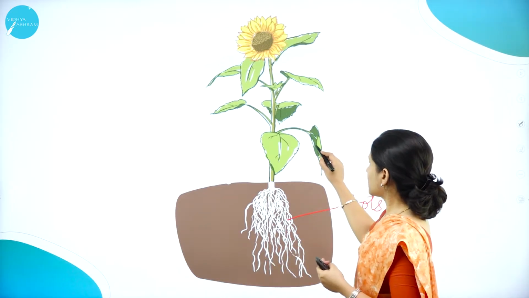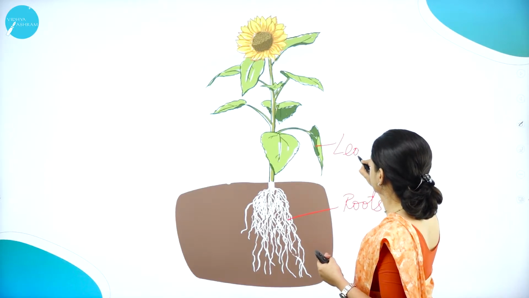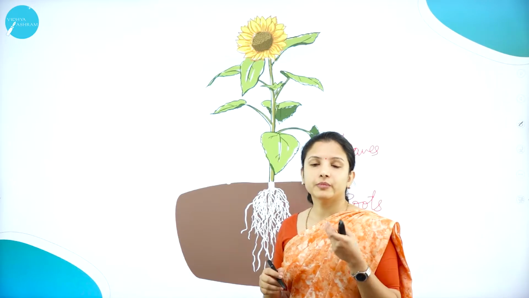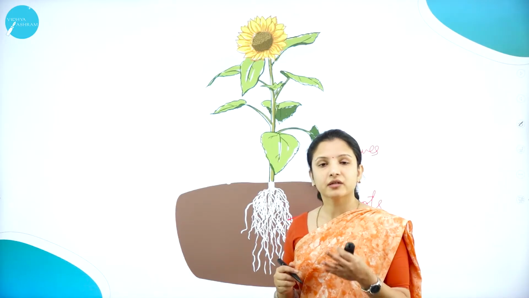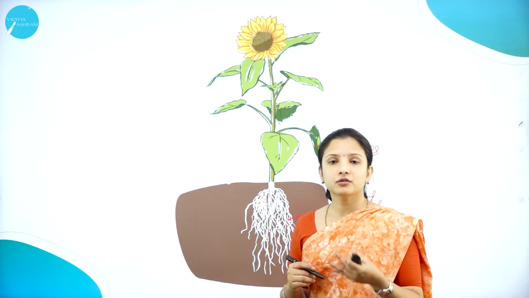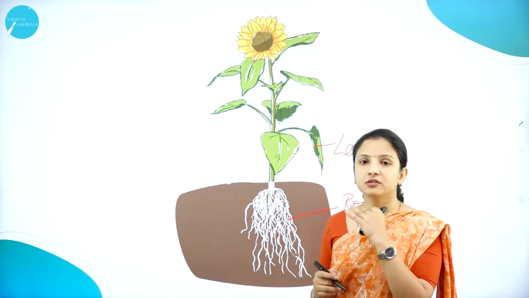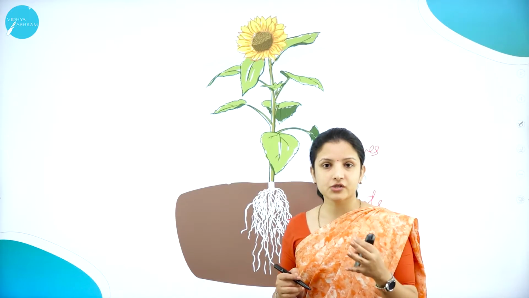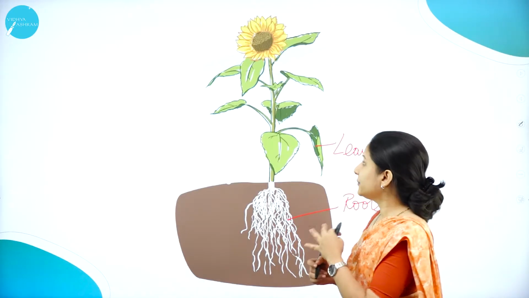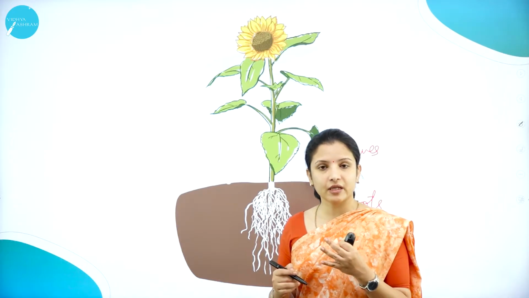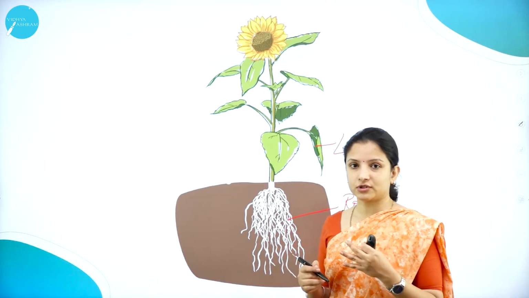Next important structure is the leaves. So leaves, they contain the chlorophyll because they have the chlorophyll pigment in the chloroplast, and they also photosynthesize, and this is the main organ that helps in the autotrophic mode of nutrition in plants, because they help in the synthesis of food by making use of the sunlight that is available through a process called photosynthesis.